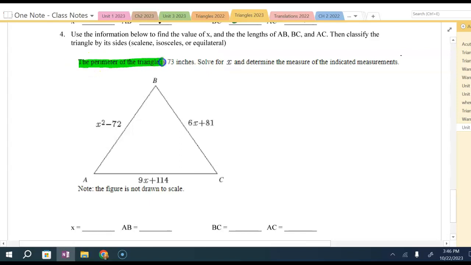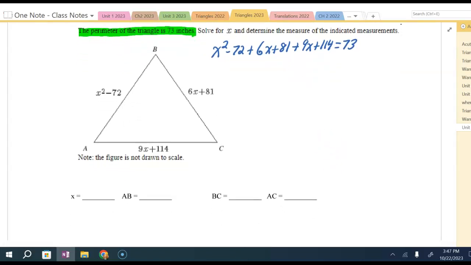In number 4, we're told that the perimeter is 73 inches. So x squared minus 72 plus 6x plus 81 plus 9x plus 114 is equal to 73. So now we want to combine like terms. So we have x squared. When we combine the x's, we get plus 15x. And when we combine the numbers, and I'm going to use my calculator to do this, negative 72 plus 81 plus 114 adds up to 123.